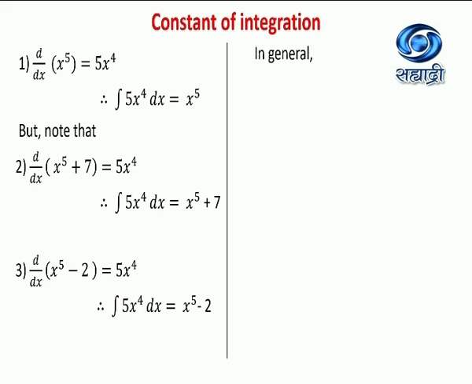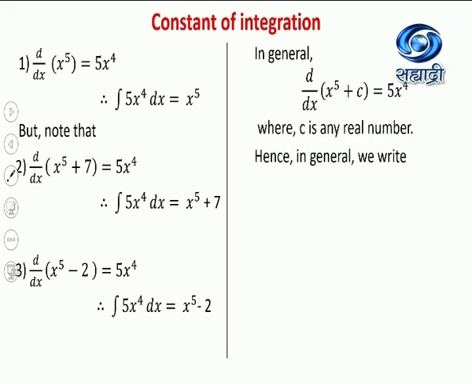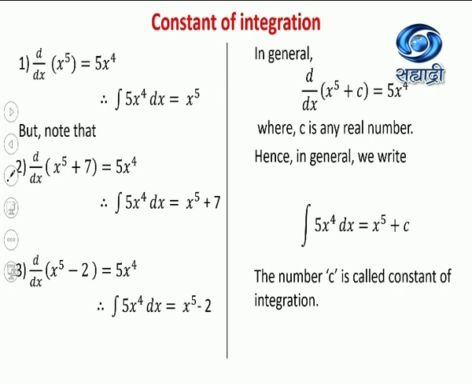Note here that the questions are the same, 5x raised to 4, but the answers are different. Here it is x raised to 5 plus 0, x raised to 5 plus 7, and here x raised to 5 minus 2. In general, we can say that if we take the derivative of x raised to 5 plus c, where c is a real number, then the answer is 5x raised to 4. In general, we write integration of 5x raised to 4 dx is equal to x raised to 5 plus c. C is called the constant of integration.